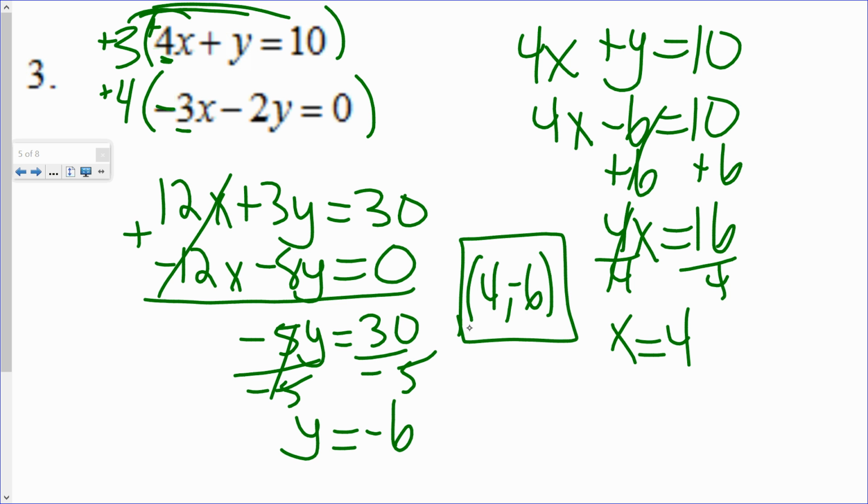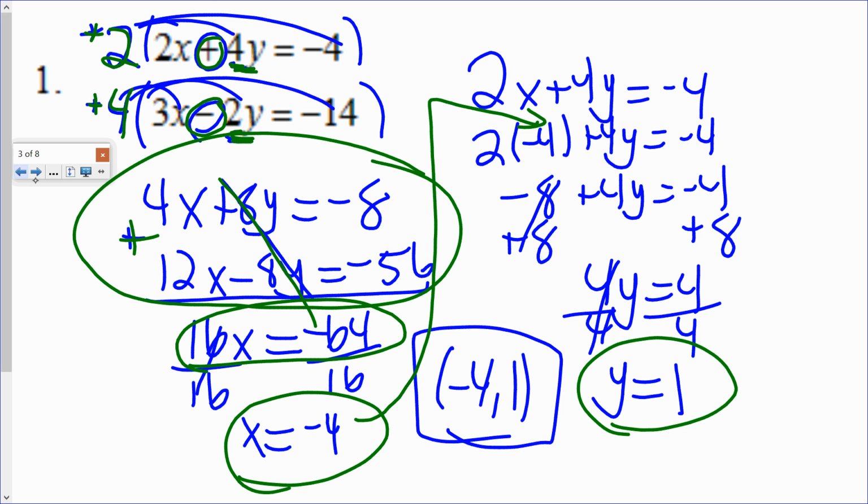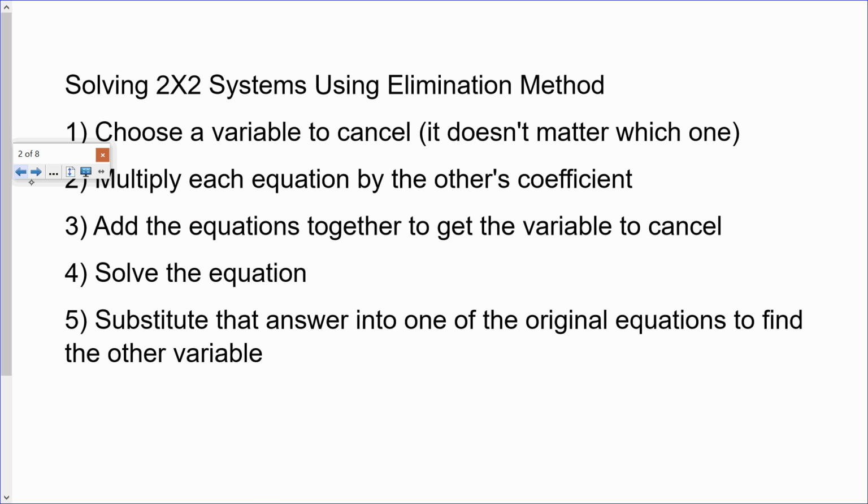And for those of you who are my Algebra 2 students, we're going to build on this in the next lesson. And for those of you who are Algebra 2 students, your classwork/homework is going to be to finish this.